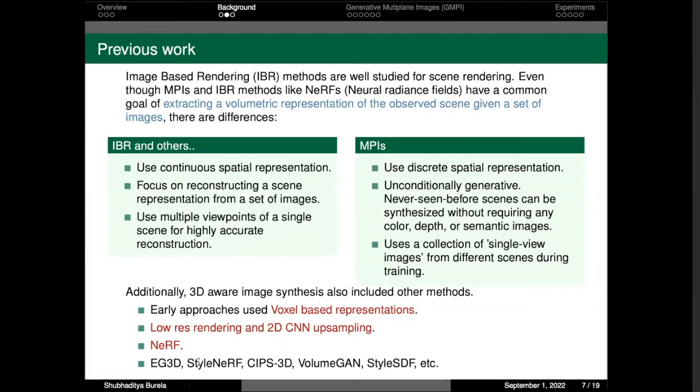So to generate higher resolution images, e.g. 3D-style NeRF, SIPs, 3D volume GAN, and StyleSDF, etc., these methods have also been developed. The only difference which the authors point out that their method has from these kinds of methods is the choice of scene representation, where the authors use MPI-based representations.